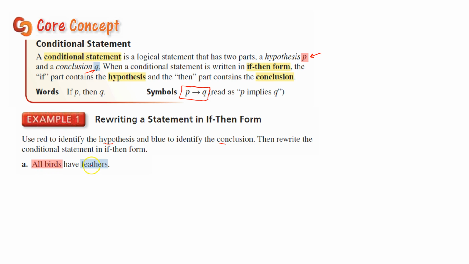So how would I write that in if-then form? If something is a bird, then it has feathers. And so, since we know that the only possible things that could be birds are animals, we could say if an animal is a bird, then it has feathers. Let's look at one more.